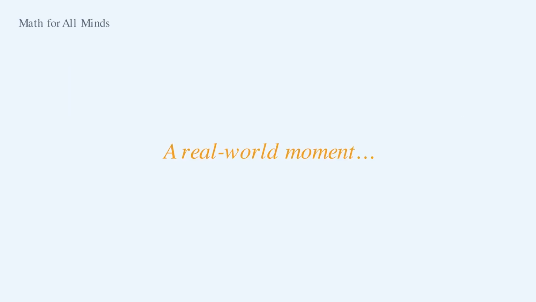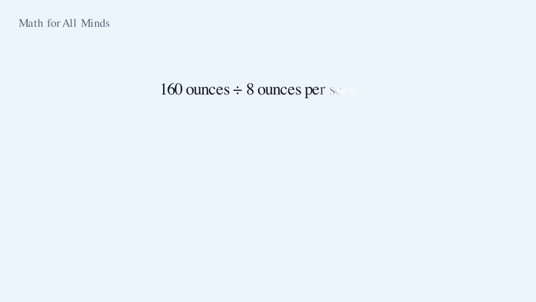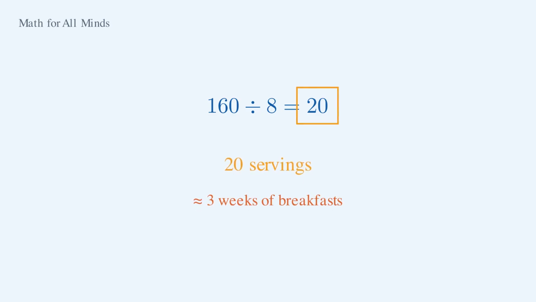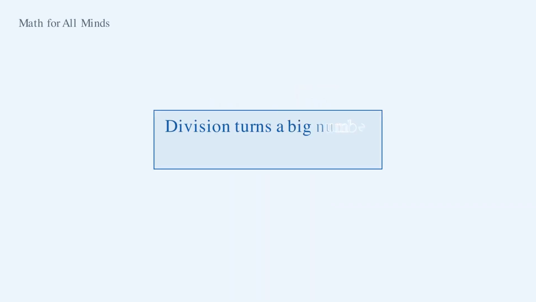Here's a real-world moment. Cecilia bought a 160-ounce box of oatmeal and wants 8-ounce servings for work. How many bags can she fill? 20 servings. That's about 3 weeks of breakfasts from one box. Division turns a big number into a useful answer.